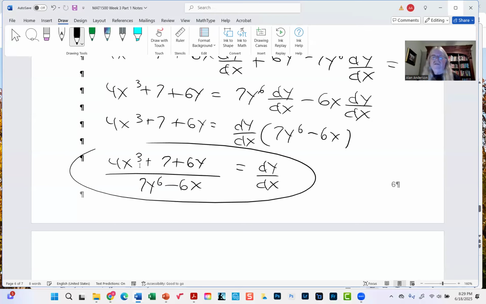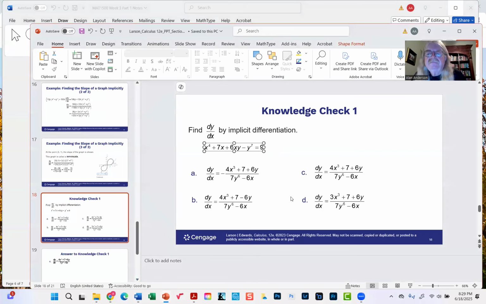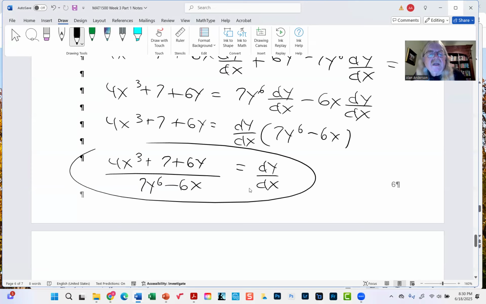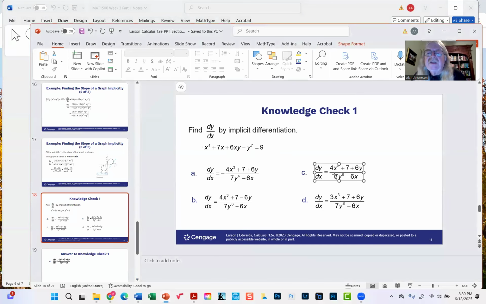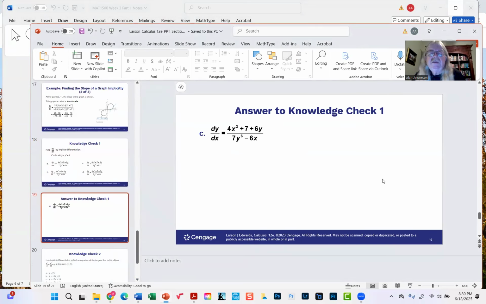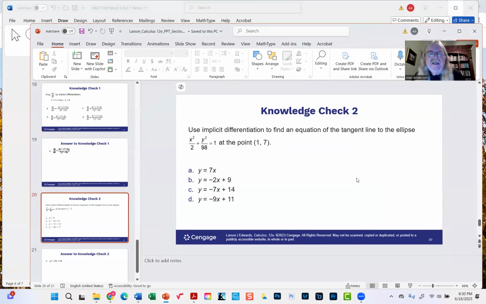All right. So which one is that? It looks like it's C. Beautiful. All right. And now here's another one. They want us to find an equation of the tangent line to the ellipse. And so we're going to use implicit differentiation, but then at the end, we're going to substitute for 1 and 7. Okay.